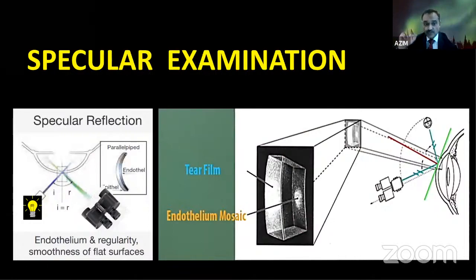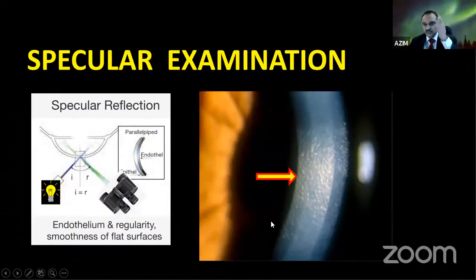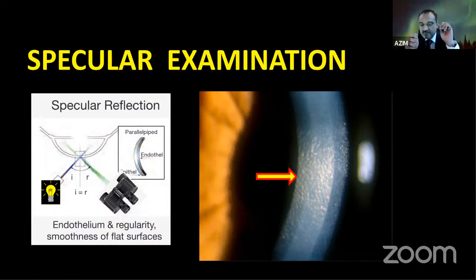The next one you go for is specular. Specular is speckled. So specular reflection usually is used to see the endothelium. Can be done for other layers as well, but for endothelium. How does it look like? The light goes from one side, gets reflected like a mirror from the endothelium, and in high magnification, proper lighting, still patient, proper fixation, very quick examination, you have to do this.